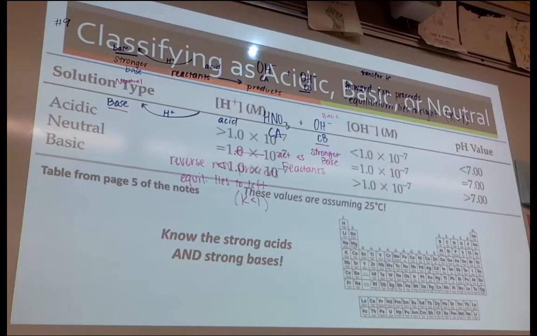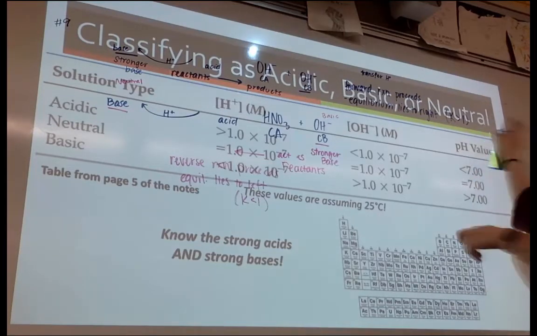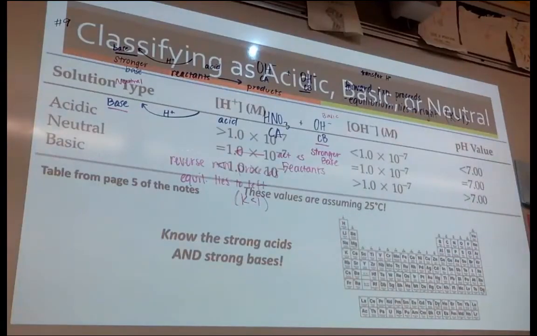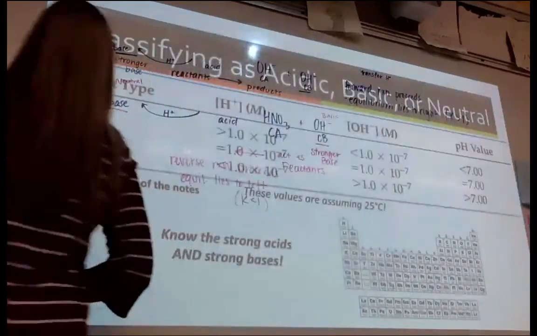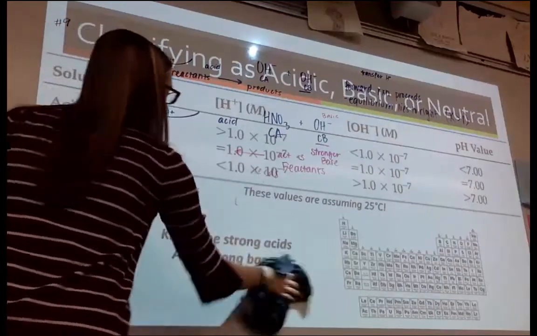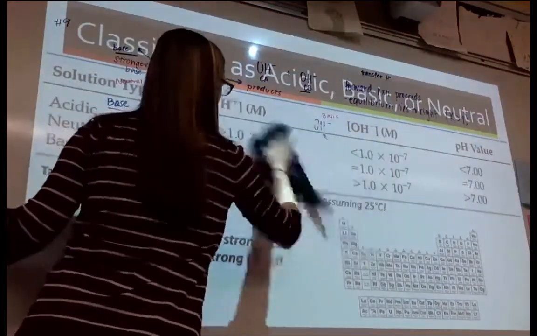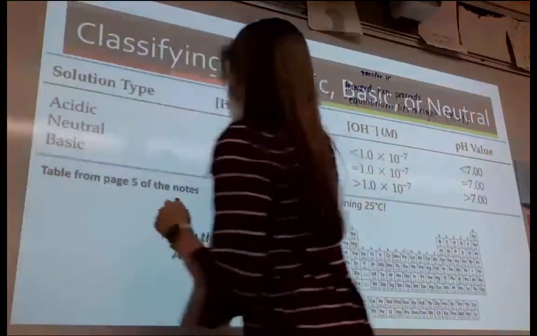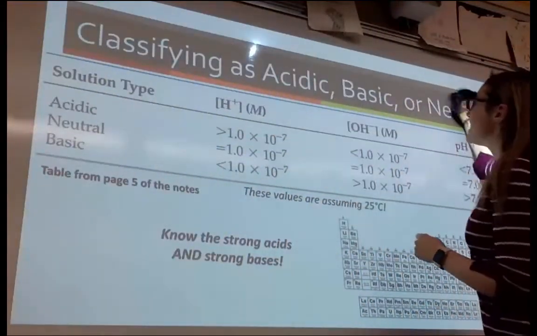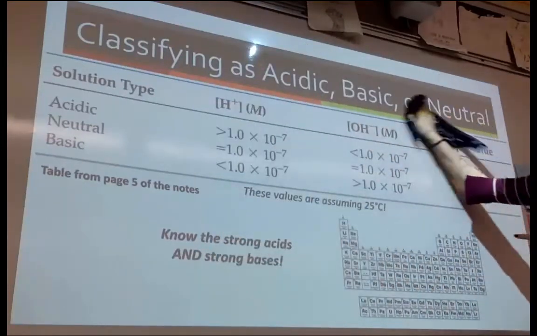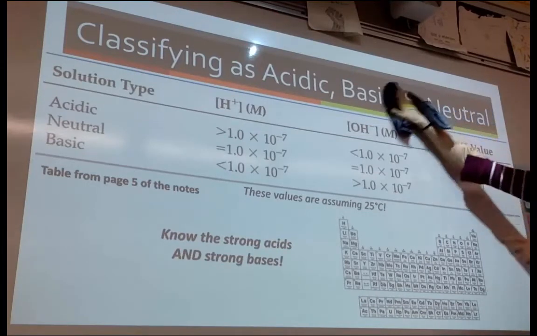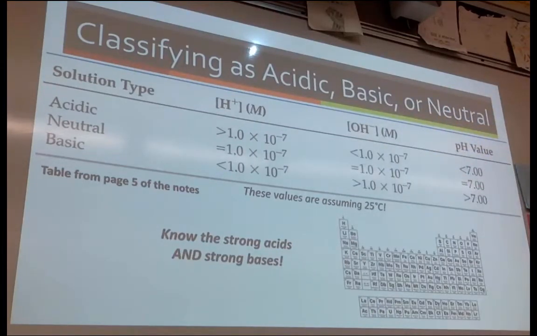And just a reminder, this table is on page 5 of the notes. You had to fill in this table that looks at if something is acidic, basic, or neutral. Now, I just want to remind you that these values are assuming 25 degrees Celsius. Yesterday, we talked about the definition of a neutral substance. The definition of a neutral substance is not based on the pH. We're going to be talking about pH today. A neutral substance is not based on a pH of 7. That's only at 25 degrees.